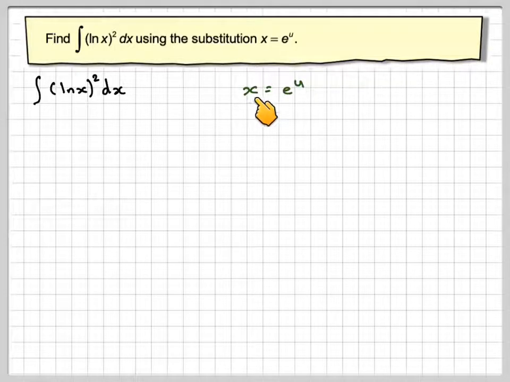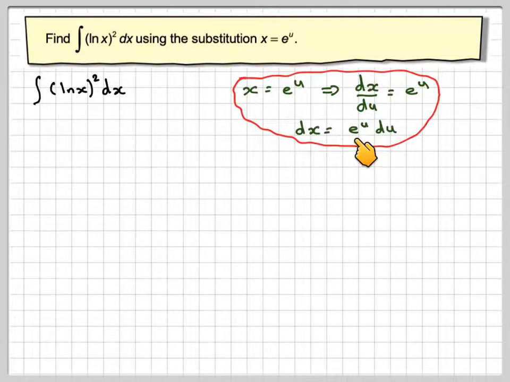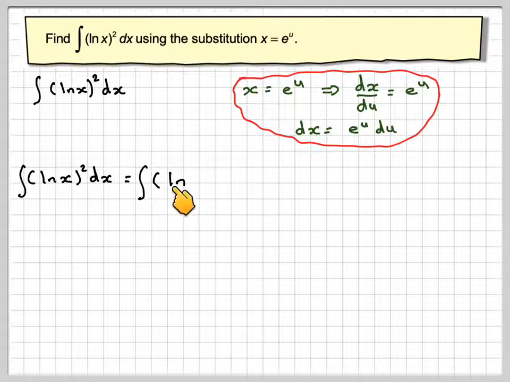Given the substitution x is equal to e to the u, which means that dx by du will be equal to e to the u. If you differentiate this, you get itself. And then we need to find a replacement for dx, so dx is equal to e to the u du. So my integral, (ln x)² dx, is going to be equal to the integral of ln of x, which is e to the u, times my substitution for dx, which is e to the u du.